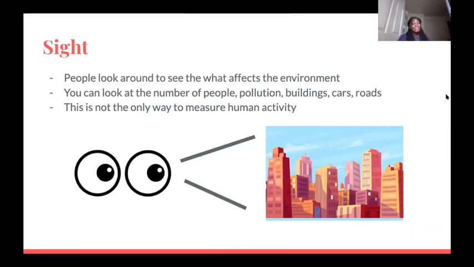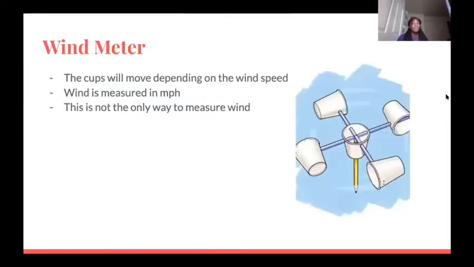The next tool is called a wind meter. How might a wind meter be used? Okay. A wind meter is used to measure how much wind there is in a certain area. The cups will move and depict how much wind there is. This is not the only way to measure wind.